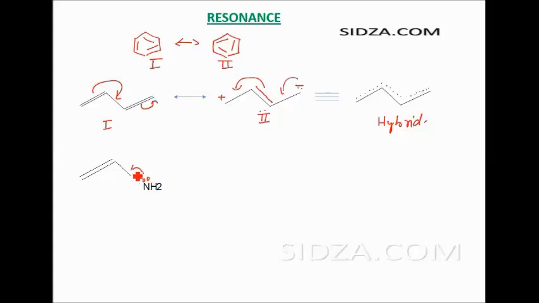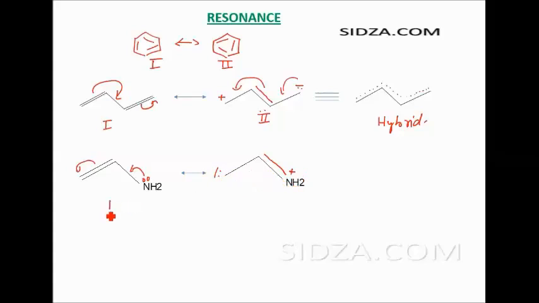So the resonance will be like this. It will shift in this direction, and in the second canonical structure you will find a double bond between the nitrogen and the carbon, and a negative charge over here. The nitrogen gets a positive charge. So these are the two canonical structures, right?